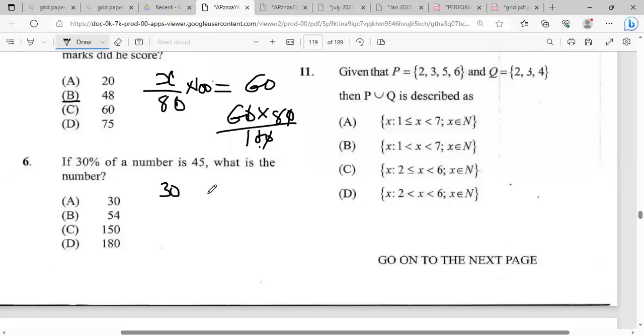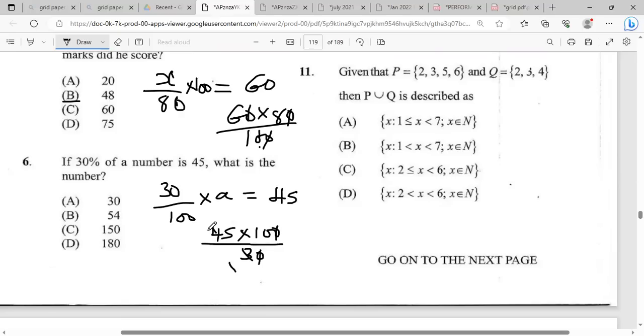If 30% of a number is 45, what is the number? So we don't know what it is, but we know that 30% of the number, we call the number A, is supposed to work out to 45, because you find 30% of it. So it's going to be 45. This 100 is being divided, so we multiply. And for the 30 that is multiplying, we divide. Three into this 15. 15 times 10, that's 150. Just add the 0. So that works out to 150.